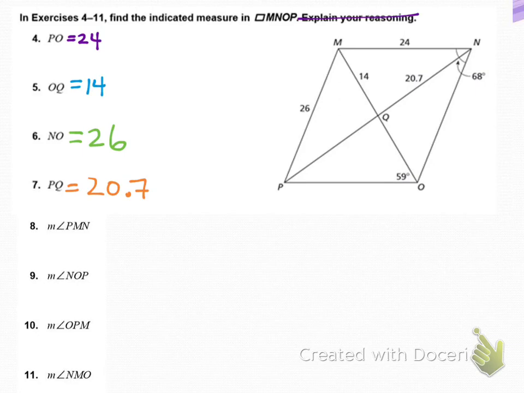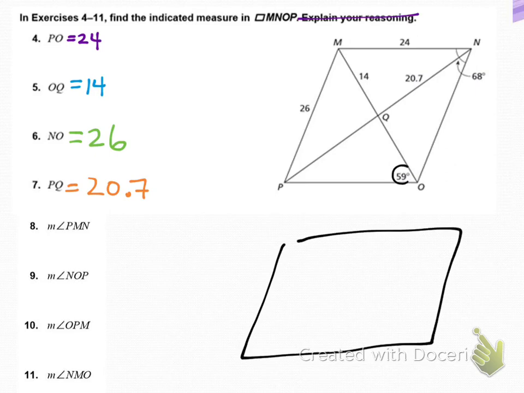Now we're going to find angles. Let's talk about the angles that we do have. We've got this 59, and then we've got this 68. So is the 68 pointing to the right portion, or is it pointing to the whole angle? It is the whole angle. So keep that in mind. It is literally saying that this angle is 68 degrees.